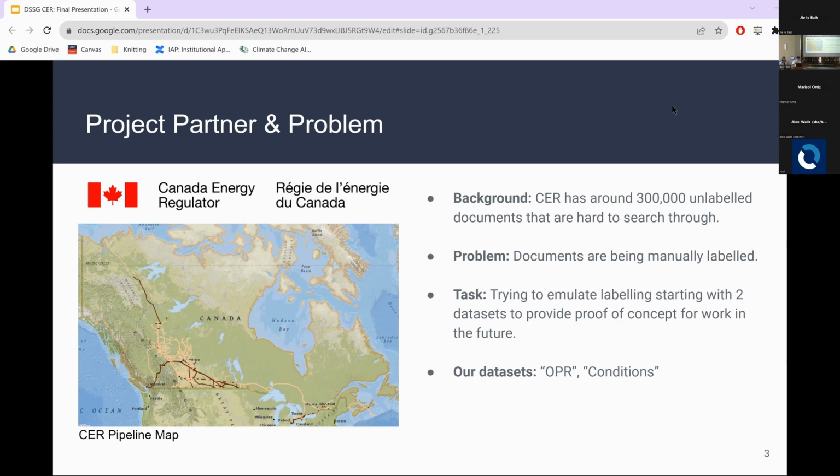So our goal for the summer was to build a series of models that could emulate some of the labeling that the CER was able to do on its own. We were provided with 2 data sets.